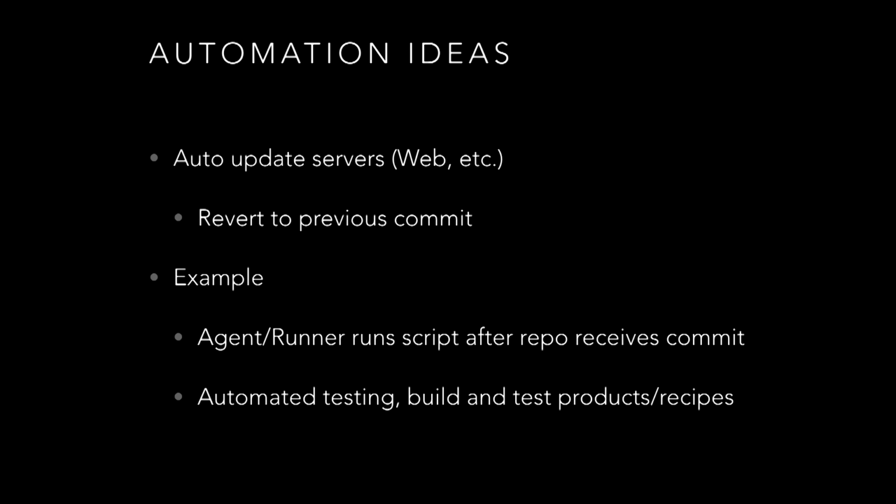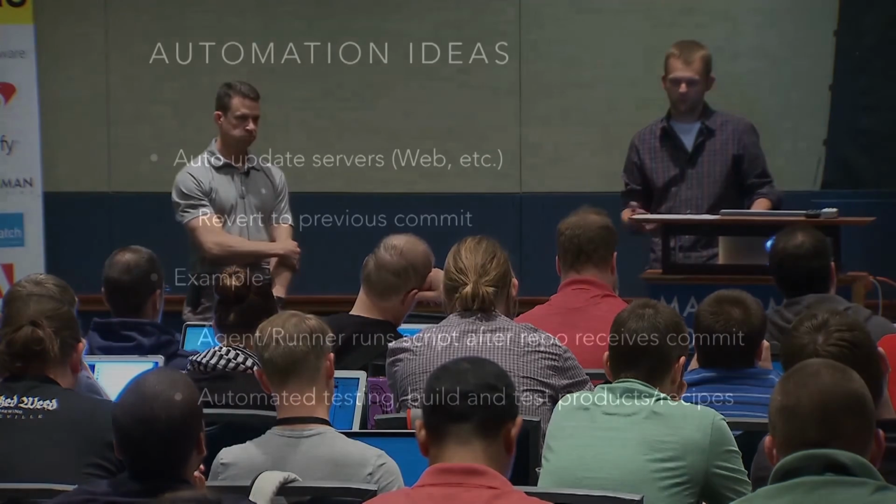So for example, we use GitHub, or we use GitLab, and that has what's called a runner. So you would push to GitLab, you have runners installed on different servers, and you set it up so those runners are then triggered and run scripts or other different tasks after it receives a commit. And this fits in with the automated testing, building, prototyping.